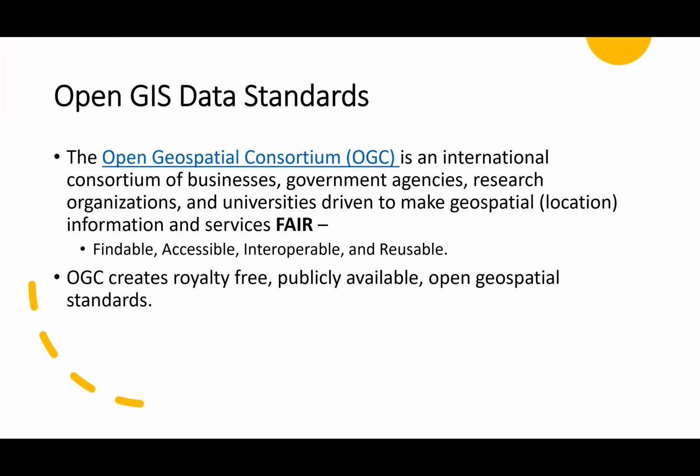OpenGIS data standards. There's an organization called the Open Geospatial Consortium, known as the OGC. It's an international consortium of businesses, government agencies, research organizations, and universities driven to make geospatial information and services FAIR. FAIR is an acronym for findable, accessible, interoperable, and reusable. That is an open data standard. Being able to create a level playing field in terms of equity to spatial information.